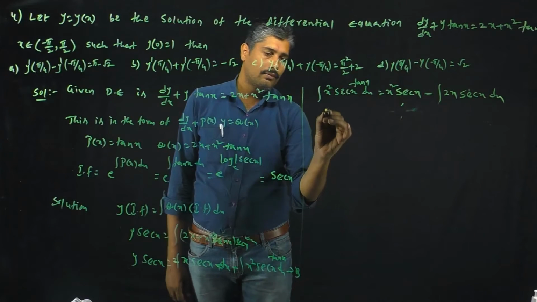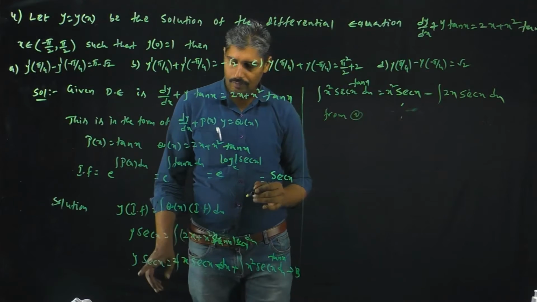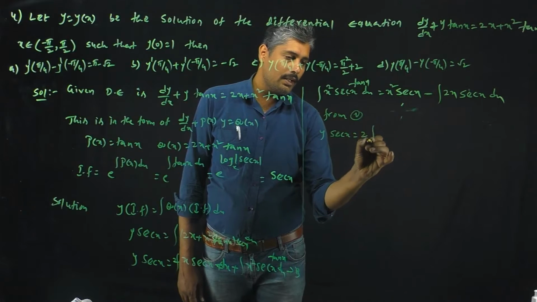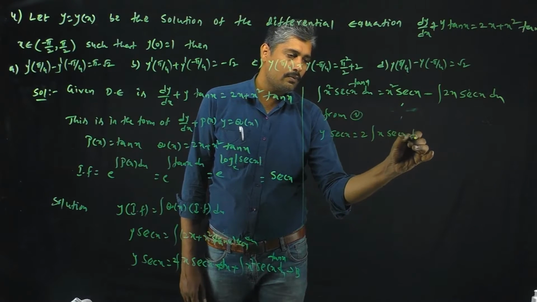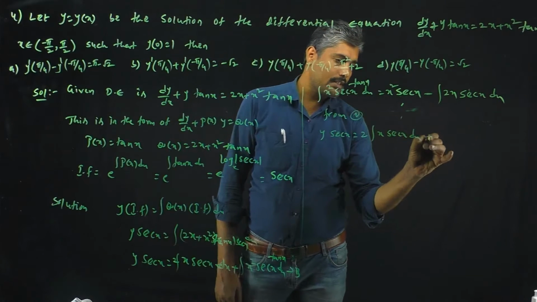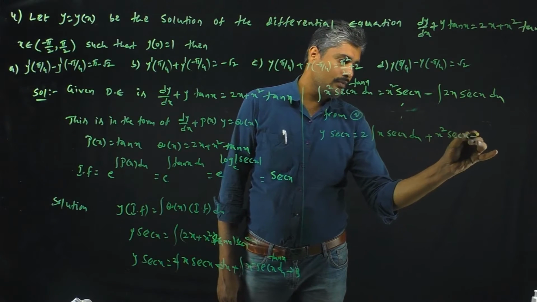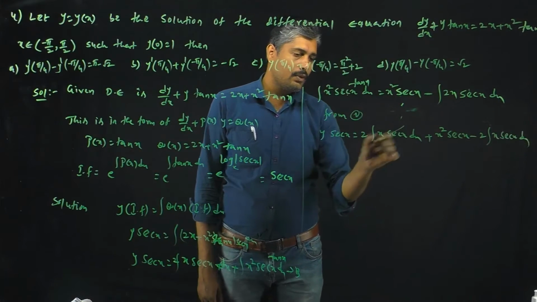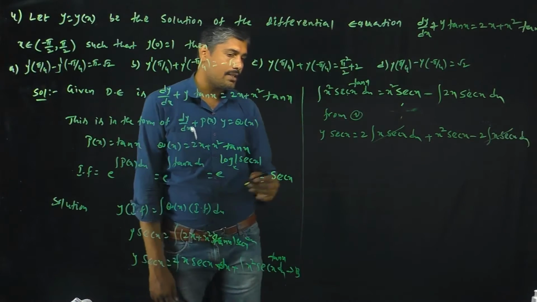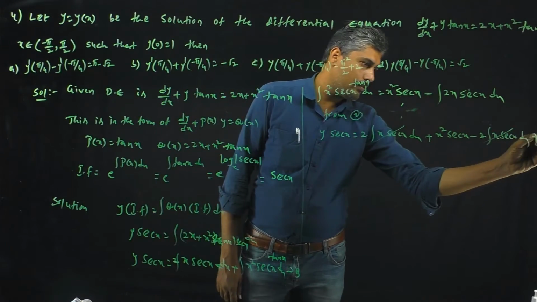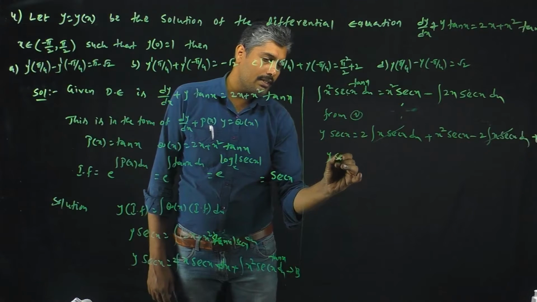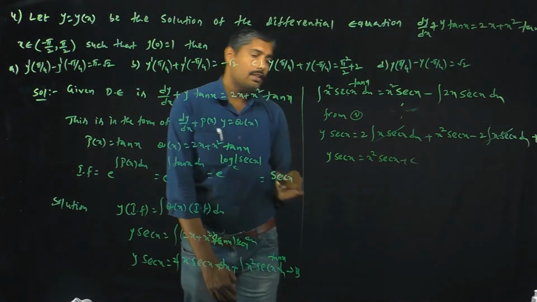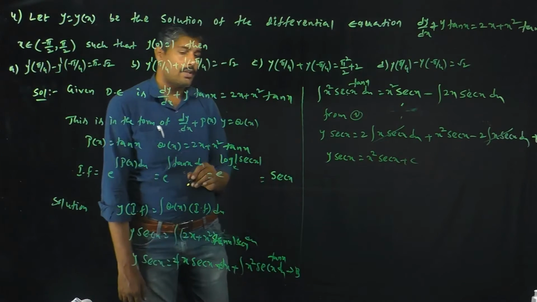From 1, that is y into secant x equal to 2 into integral x secant x dx plus x square into secant x minus 2 into integral x secant x dx. Here the 2 x secant x terms cancel, then we get plus c. Therefore y into secant x equals x square secant x plus c. This is the solution of the given differential equation.